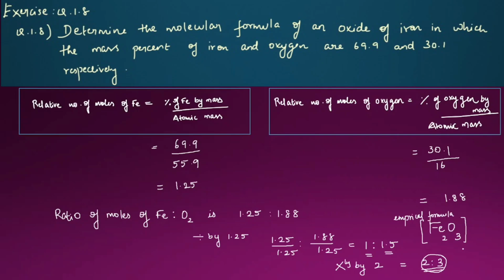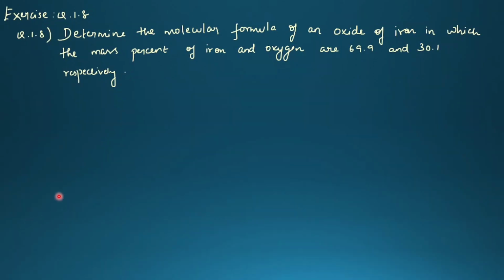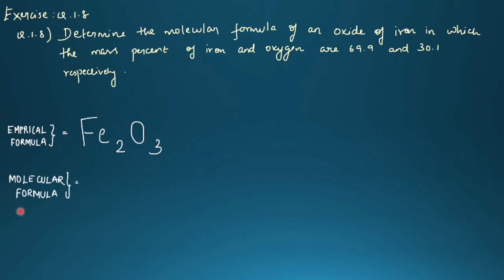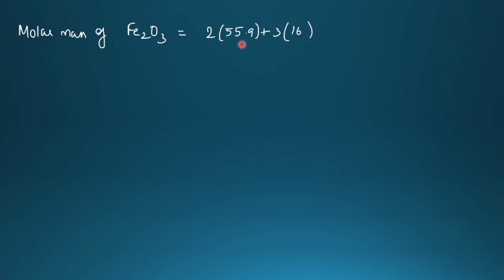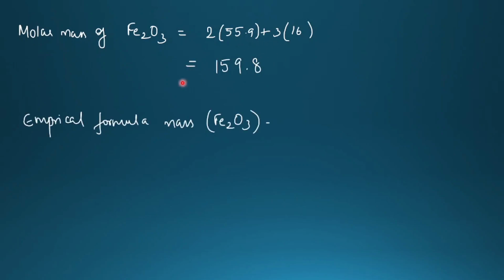Now let's calculate the molecular formula. So empirical formula we have found out as Fe2O3. To find the molecular formula, let's multiply this by a whole number n, and to find the whole number we should divide the molar mass of Fe2O3 by the empirical formula mass. So molar mass of Fe2O3 is, for Fe atomic mass is 55.9, so 55.9 into 2 plus 3 into 16, which is equal to 159.8. The same is for the empirical formula because it is also Fe2O3.